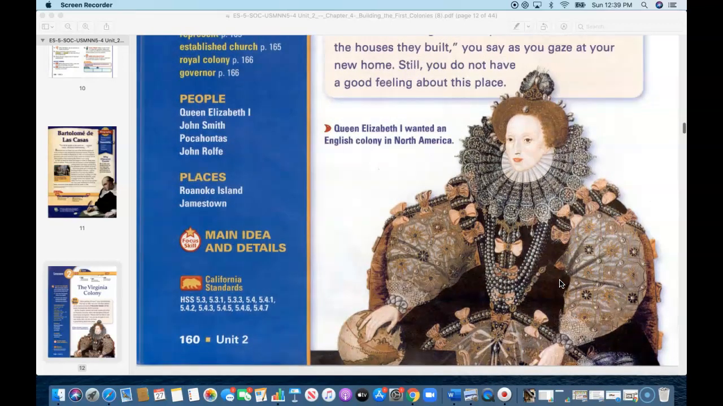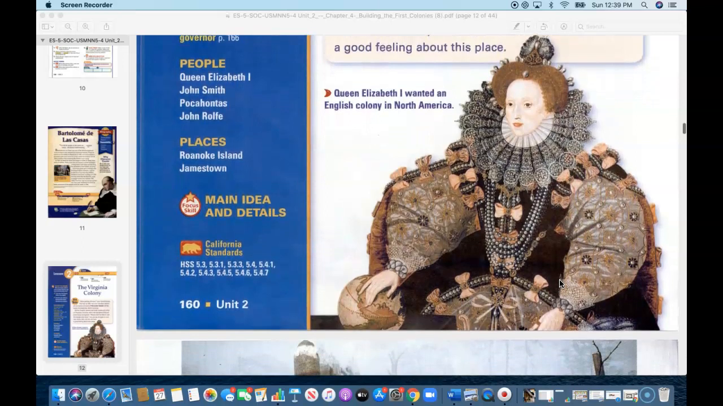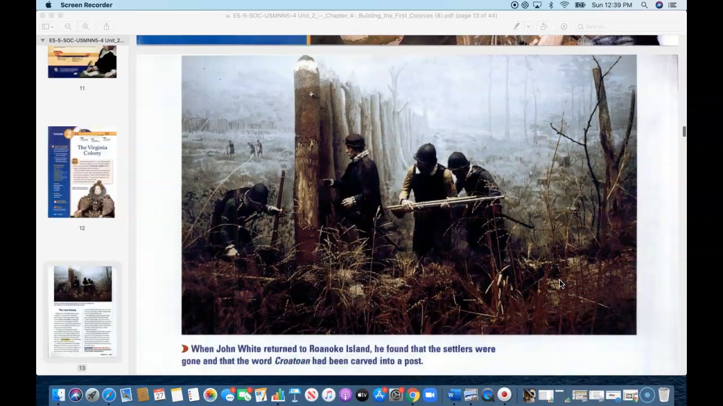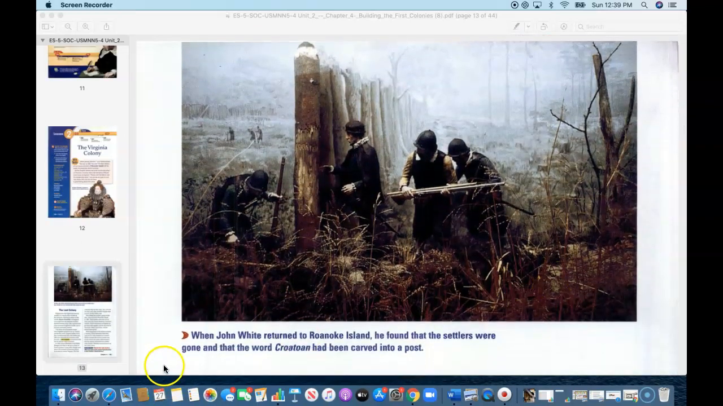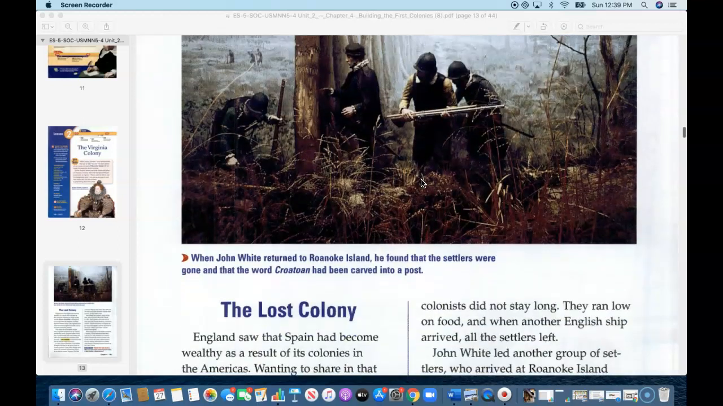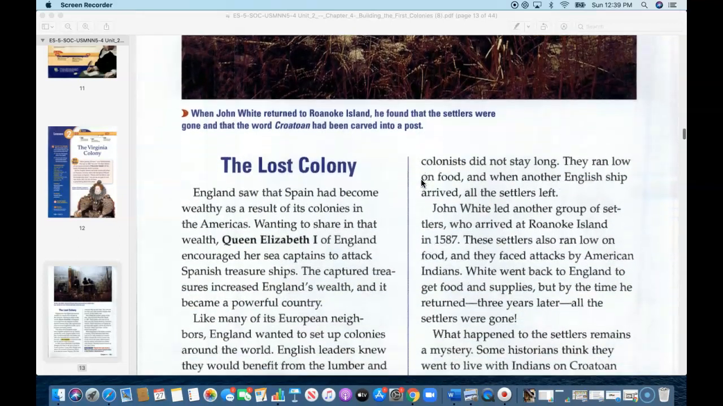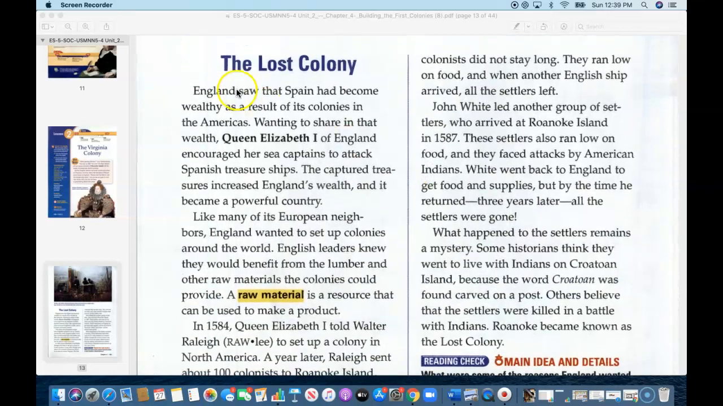And that is Queen Elizabeth I of England. When John White returned to Roanoke Island, he found that the settlers were gone and that the word Croatoan had been carved into a post. This is still a great mystery today. The lost colony of Roanoke. The lost colony, and please use this as a heading for your notes.